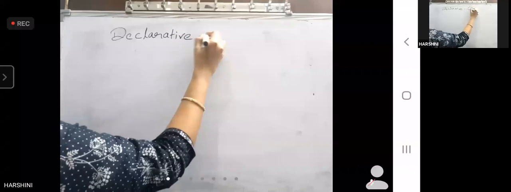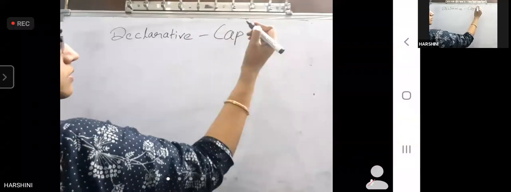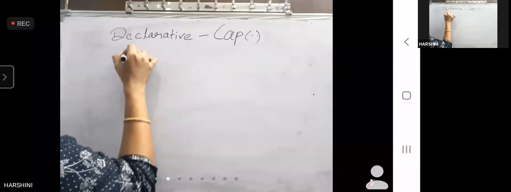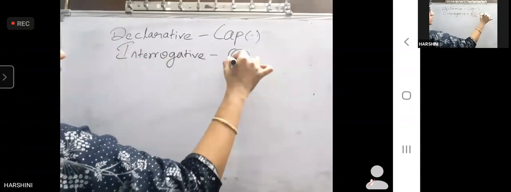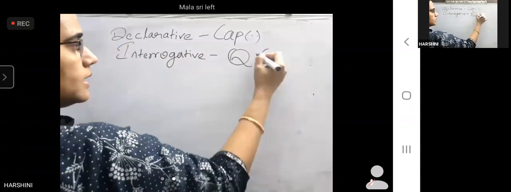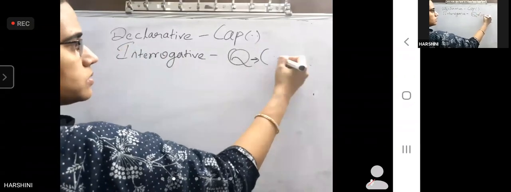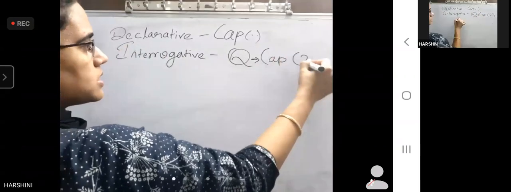Now, yesterday we were talking about the types of sentences. If you remember, types of sentences. For example, what are the types of sentences? First one is a normal statement, declarative. It starts with a capital letter and ends with a full stop. Next, interrogative. Just for your information, no need to write down. It is a question. Starts with a capital letter, ends with a question mark.